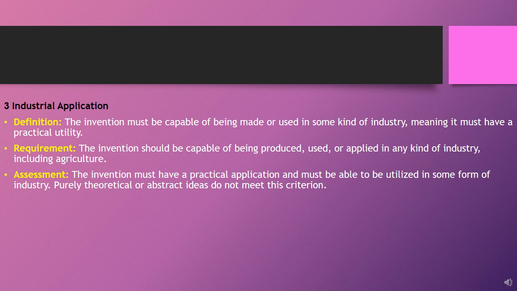What it means? The invention must be useful in some industry, meaning it can be made, used, or applied practically, like in manufacturing, farming, or technology. Why it is needed? The invention should be something that can be used in real life and not just an idea or theory. How it is checked? They make sure the invention can actually be made or used in a practical way in some industry. And if it is just an idea without any practical use, it won't meet this requirement.